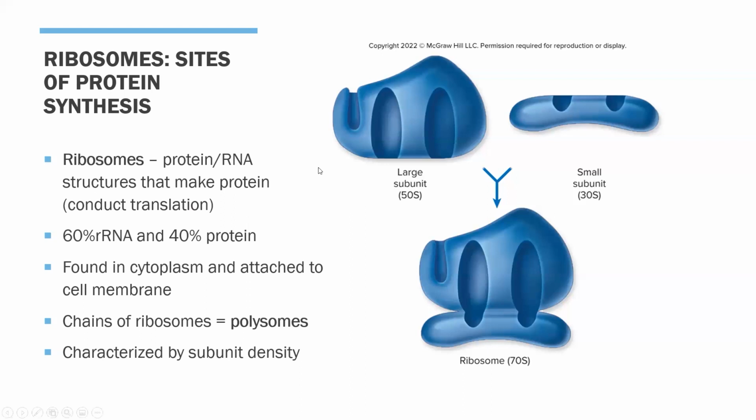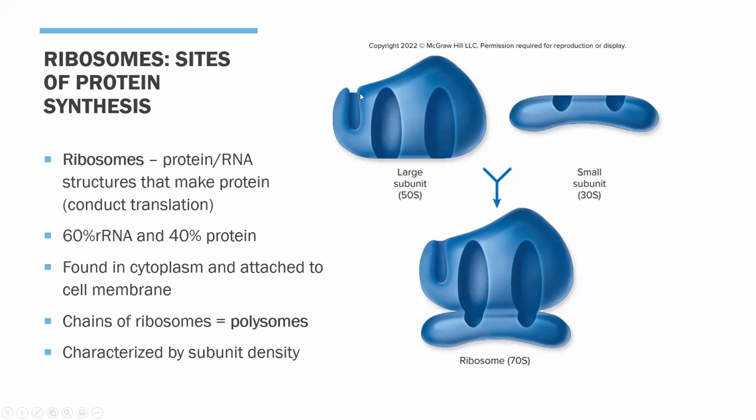If we come over here to the right, you'll notice there's first two subunits that make up a ribosome. We have the large subunit and the small subunit. And you'll see there's kind of three little divots here, another preview to a later chapter. These are going to be different sites that the amino acids will move through.